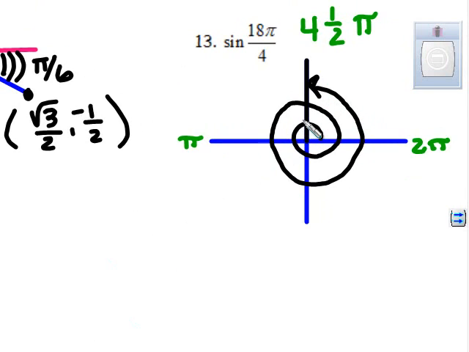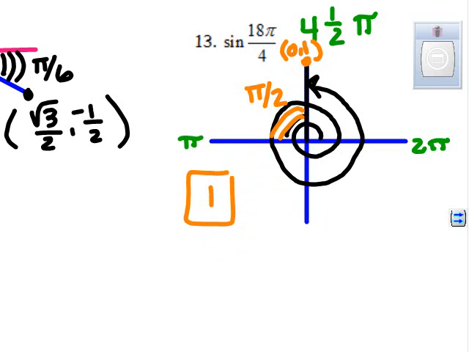Here, your reference angle can be to the left or the right because it's equal distance to the positive x-axis or the negative. It doesn't matter. Either way, your reference angle is 90 degrees, or in radians, pi halves. So this point is (0, 1). You went over 0 and up 1. So sine is the y value, so sine of 18 pi fourths is 1.